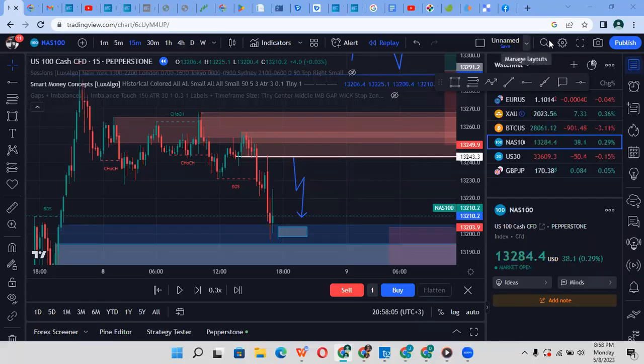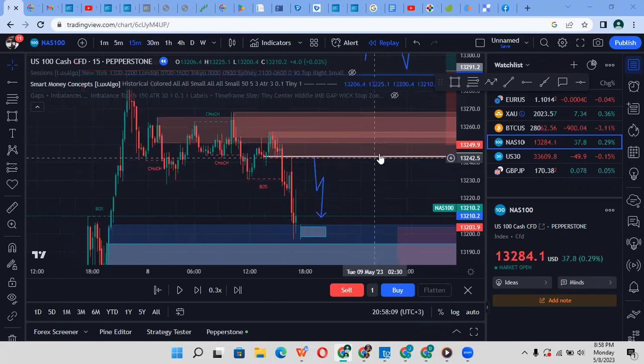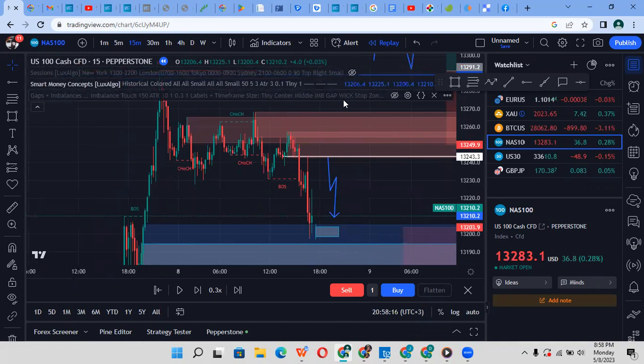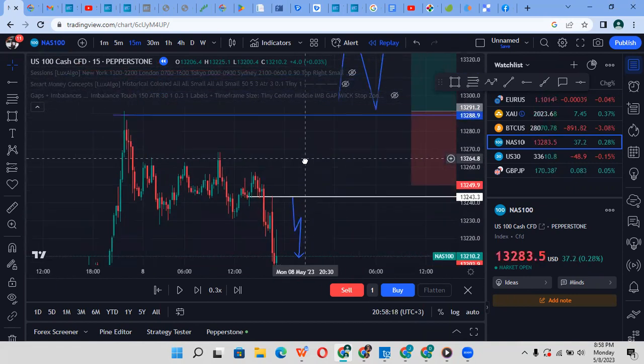What you're doing here is a market recap on the trades that you actually took today. What I have here is NASDAQ, NAS 100. If you're in the VIP group, you understand why I am drawing all these lines.